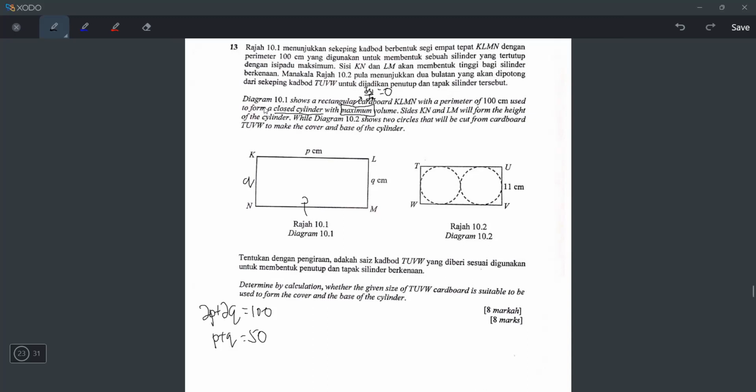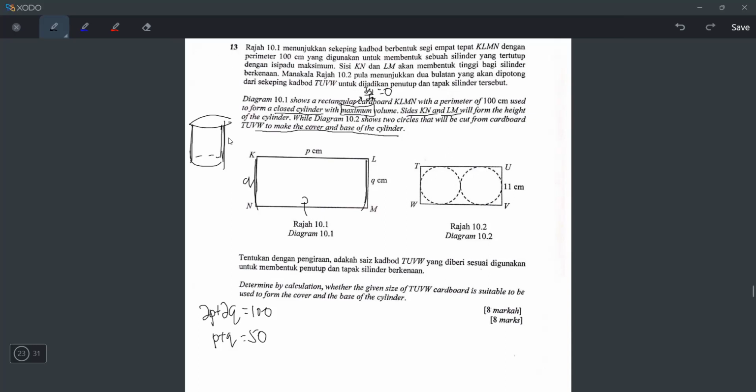Okay, so they say this is used to form a closed cylinder. Sides KN and LM will form the height. So where is it? KL and MN will form the height of the cylinder. So let's draw a cylinder. It means this and this will be the height here and here. I think that's what they mean. While diagram 10.2 shows 2 circles that will be cut from cardboard to make the cover and base of the cylinder. Okay, I think I understand.